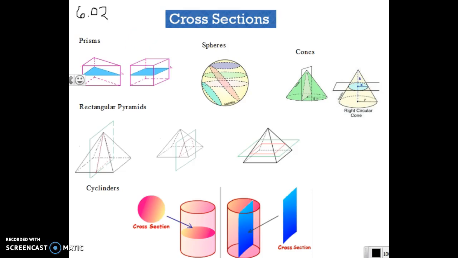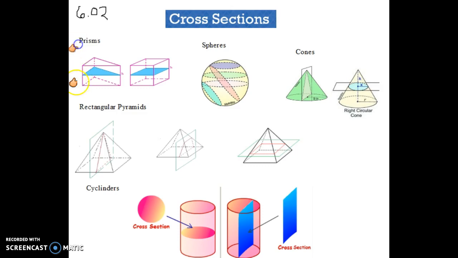All right, this is some help with quiz 6.02. This is on cross sections of three-dimensional shapes. The first two questions are just going to ask you what kind of two-dimensional shape you get when you cut a plane through a three-dimensional shape. It'll depend on the way you're slicing it.